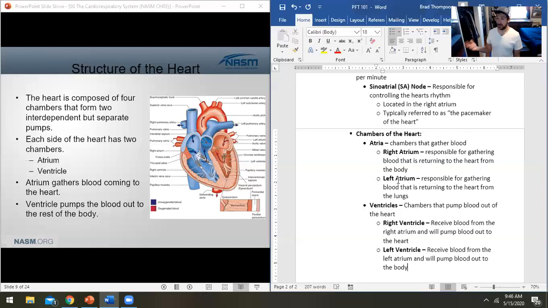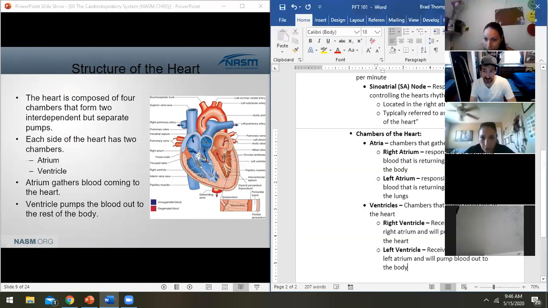And if you remember that a ventricle pumps blood, an atrium will gather it, and left is going to be attached to left, and right will be attached to right. So you can literally, if you do forget these definitions, as long as you have one of them memorized, you will be able to sort of like a puzzle figure out the rest, right?